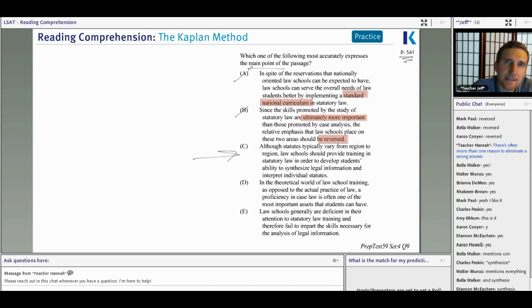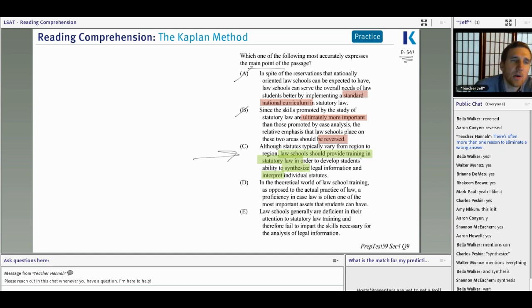Well, one, it lists out the positives, right? Remember, the positives were synthesis and also being able to interpret statutes, because statutes are tough to interpret, right? But not only does this list the positives, it lists the major point, which is that law schools should provide training in statutory law, right? That there should be this statutory law training that is happening.